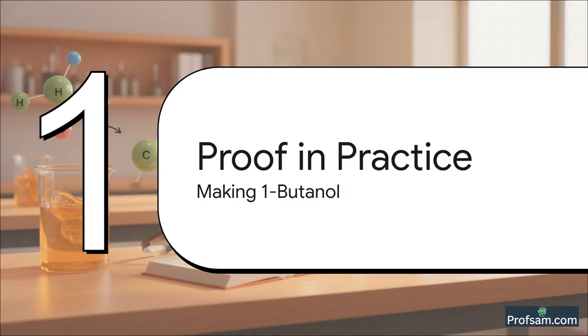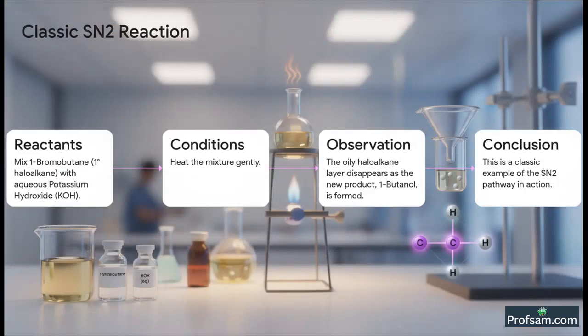Now, theory is one thing, but seeing it happen makes it so much more real. So let's look at a very common experiment that you might even do in your own school lab, one that perfectly shows the direct assault or SN2 pathway. Let us see how to make an alcohol. So how do we do it? First, we take 1-bromobutane. It's a colorless, oily liquid, and most importantly, it's a primary haloalkane, our open fortress.